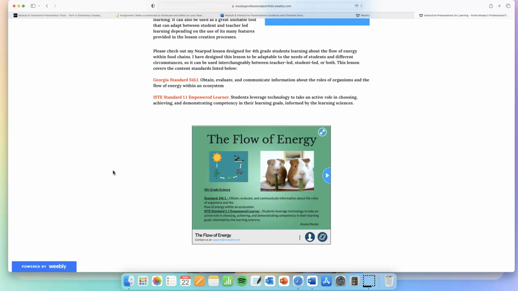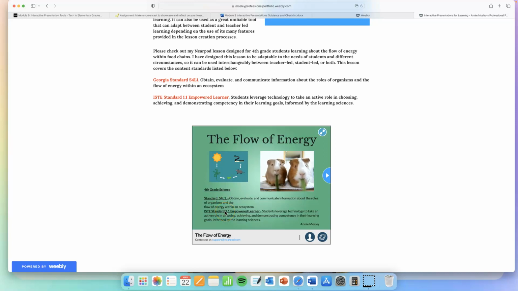This interactive presentation tool benefits and enhances the learning experience through connecting to individual students' interests and engagement. However, there are some challenges due to lack of internet and technological availability students and their families may face outside of the classroom. In this lesson, students will meet Georgia Standard S4L1, which is to evaluate and describe information about the roles of organisms and the flow of energy within ecosystems.